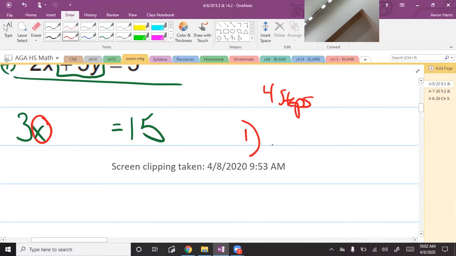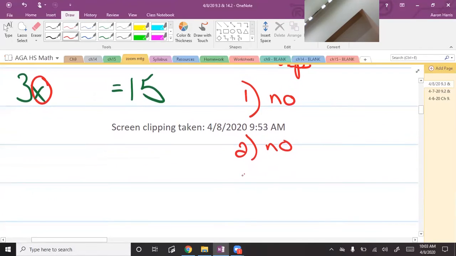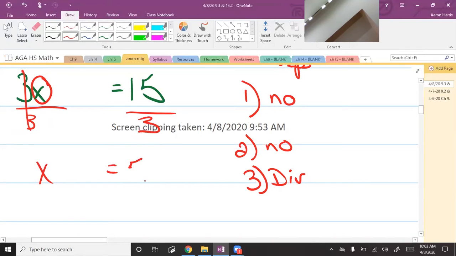So here we go. First step, simplify, combine like terms. Combine like terms, nothing to do. Second step, remove all addition, subtraction, nothing to do. Third step, remove all multiplication, division. I'm going to divide. So I divide by 3, divide by 3. 3 and 3 gets me 1. So I get x is equal to 5.